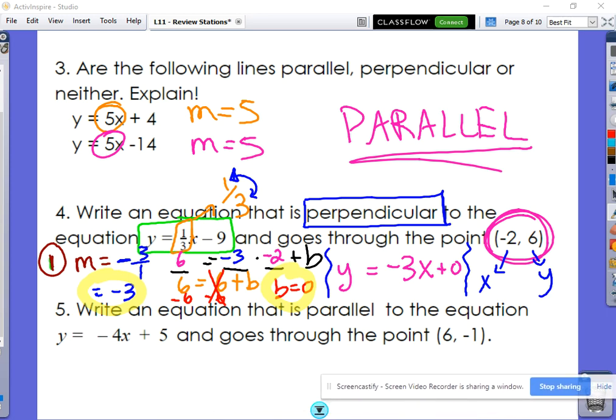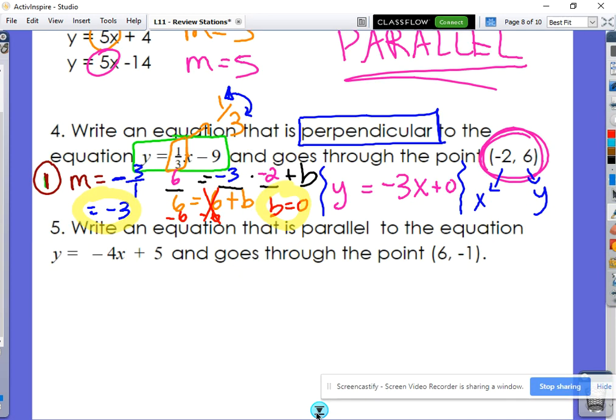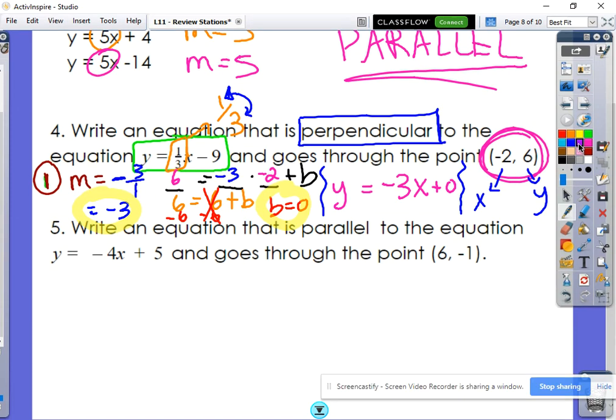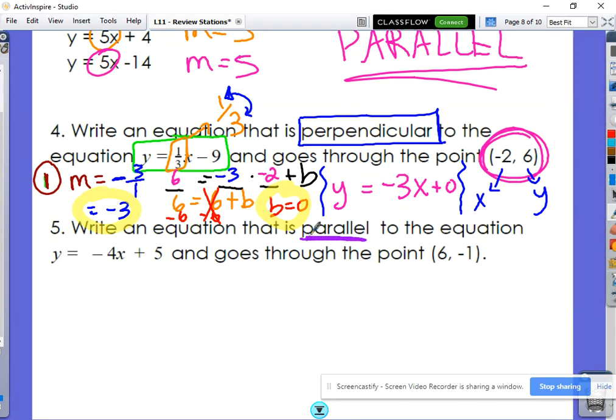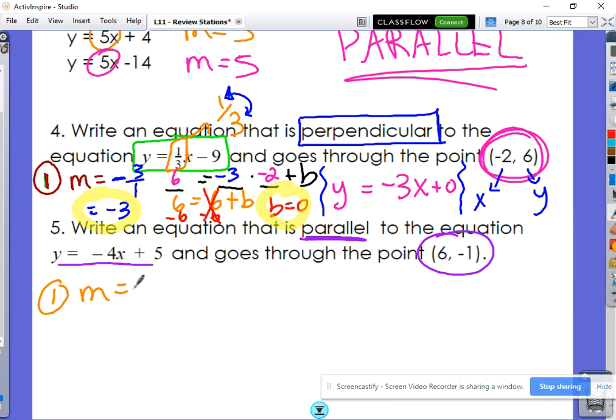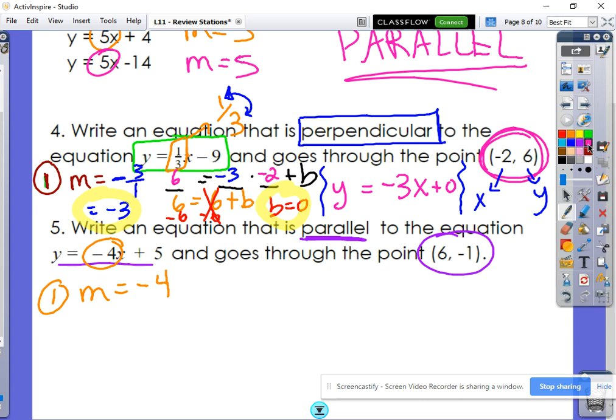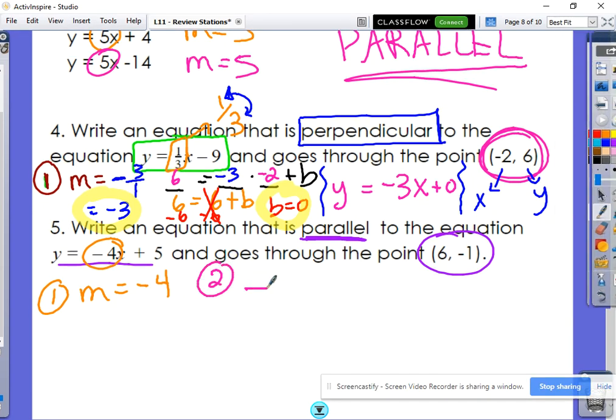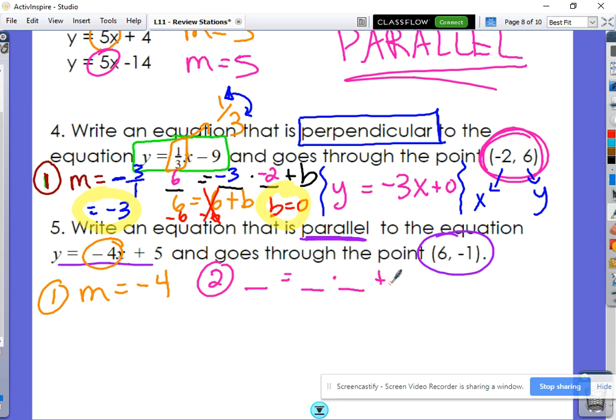Okay? Last one for station 5. We now want an equation of the line that is parallel, not perpendicular, to this equation, and goes through the point (6, -1). So our last piece here, what's our new slope? Just like we did before, our new slope has to be the same as our old slope. Well, our old slope was -4, so no change in that, it stays the same. Step two is to now find that b value.